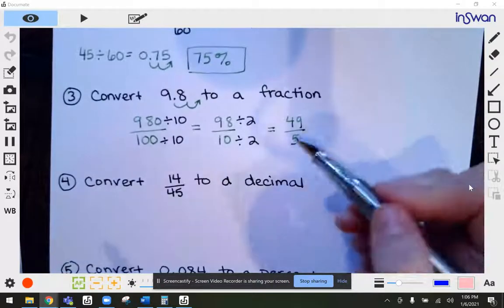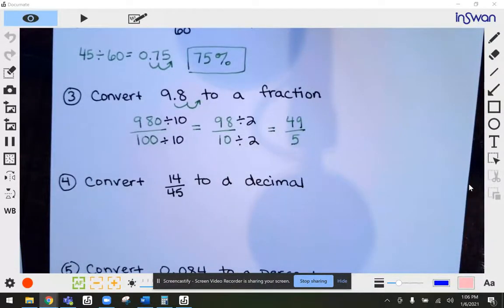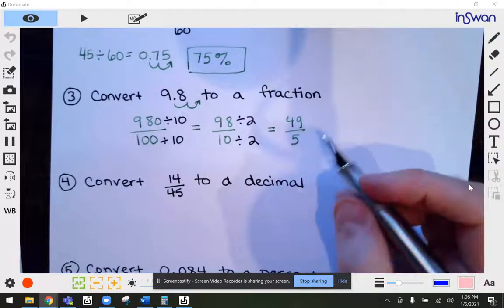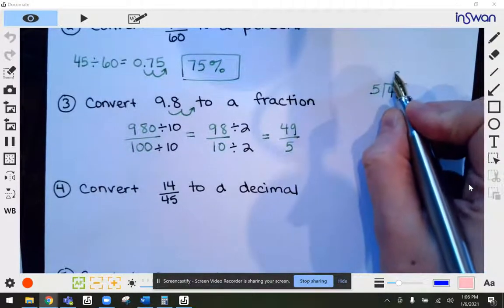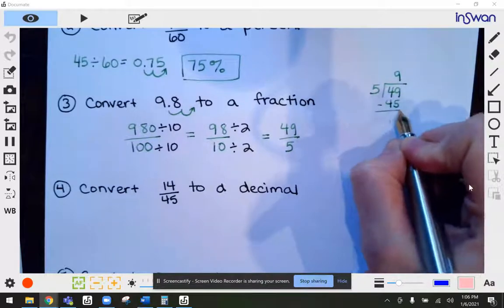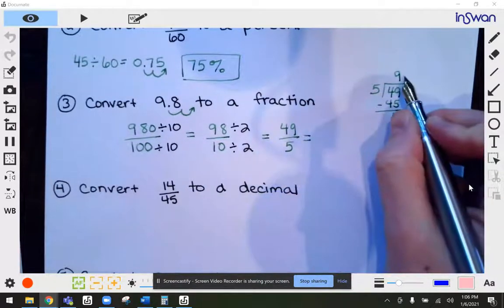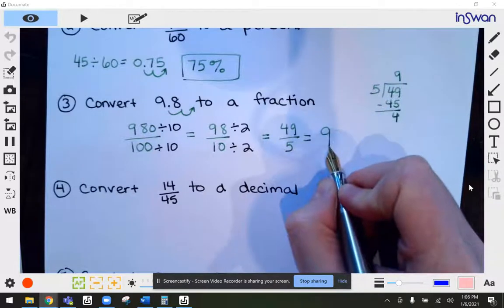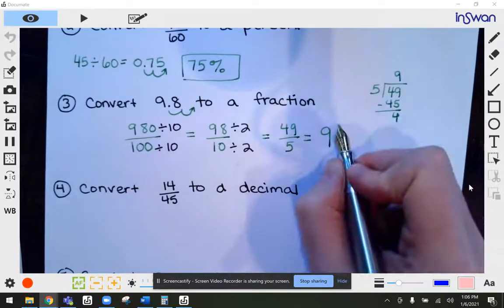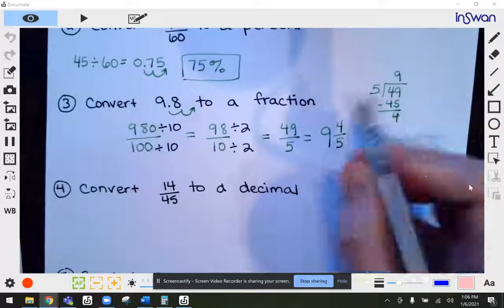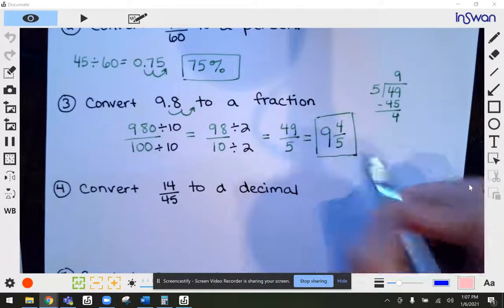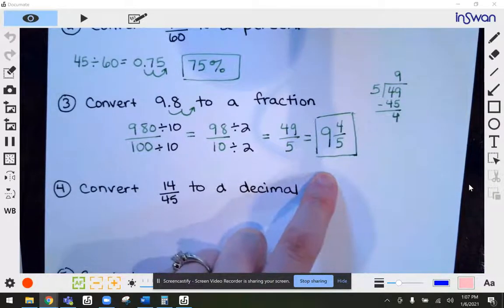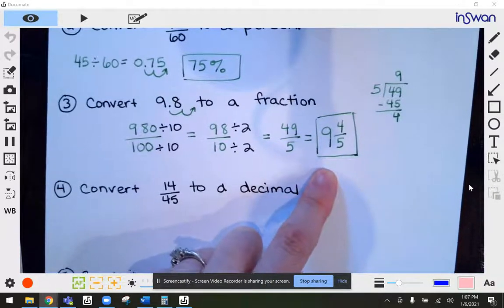And now notice it's an improper fraction. The top number is larger than the bottom number. So remember to convert those, I need to divide. So if I do 49 divided by 5, that goes in 9 times with a remainder of 4. So that's 9 whole times, that's my whole number. And then I have 4/5 left over. So my final answer would be 9 4/5. Remember, we have notes on fractions at the very beginning of your interactive notebook from the beginning of the year if you need a refresher on that.